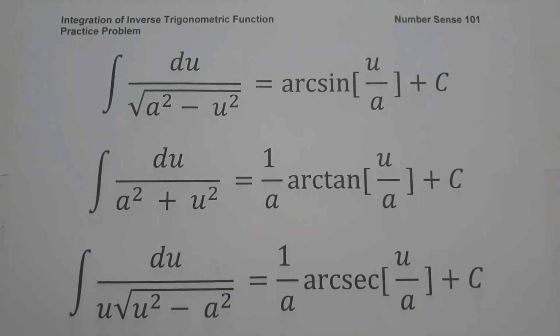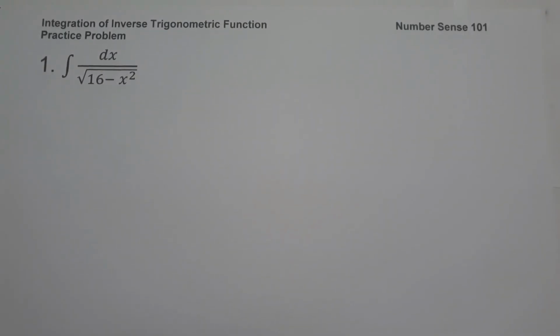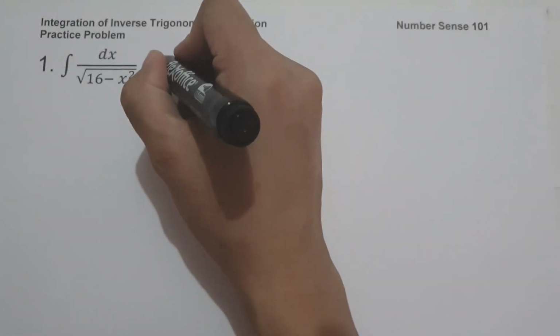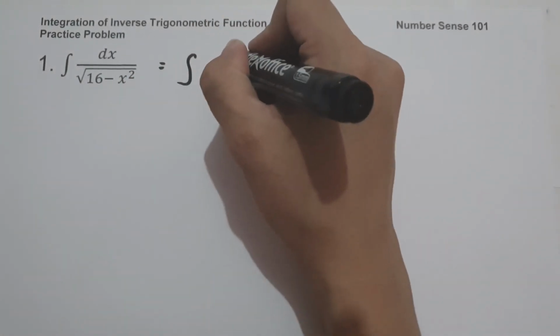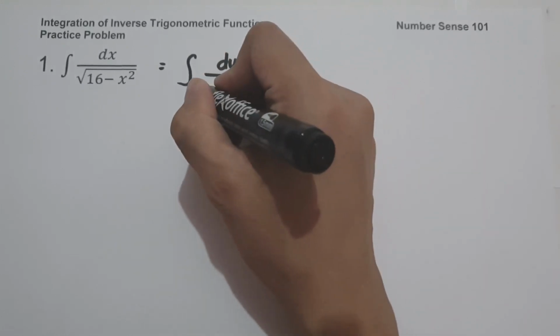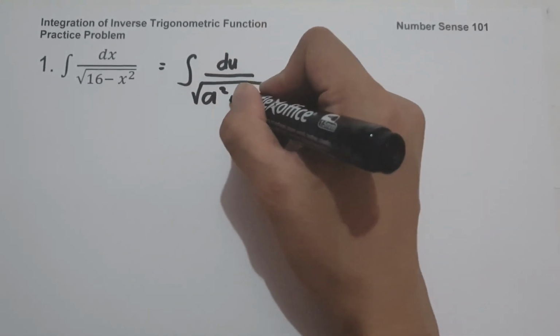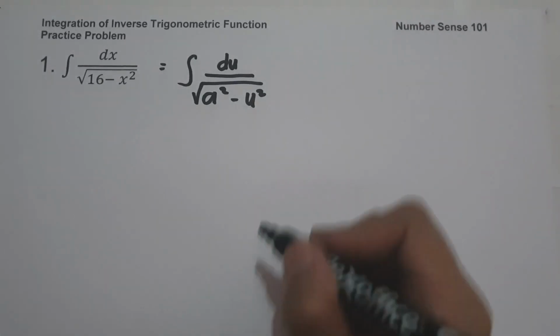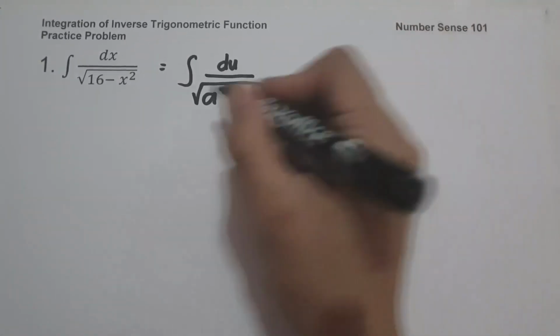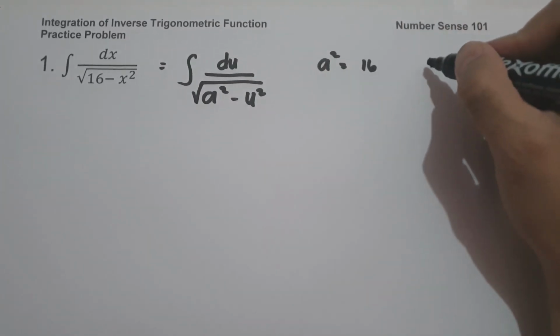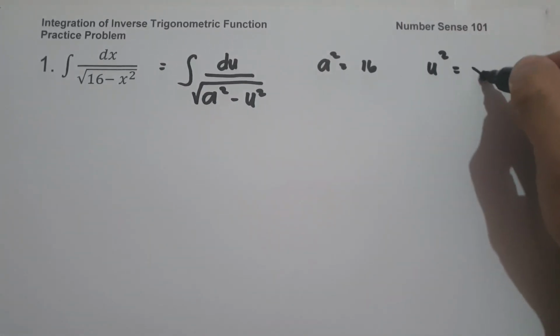So these are the formulas that you need to remember whenever you find the antiderivatives of inverse trigonometric functions. So let's start and let's have an example. On the first example, what is the antiderivative of dx over square root of 16 minus x squared? As you can see, the given expression is written in the form of the antiderivative of du over square root of a squared minus u squared. So the value of a squared is 16, and the value of u squared is x squared.